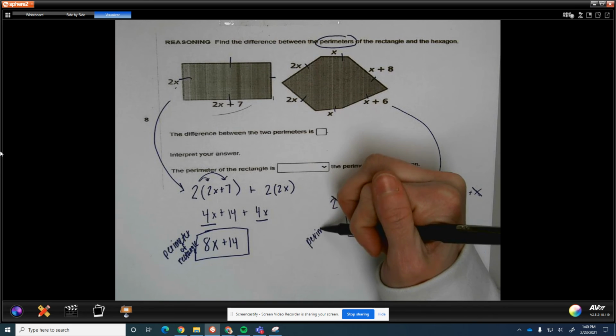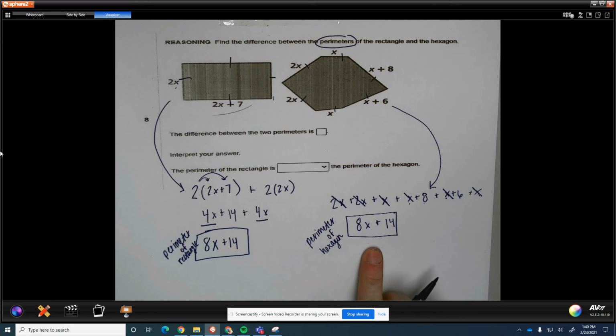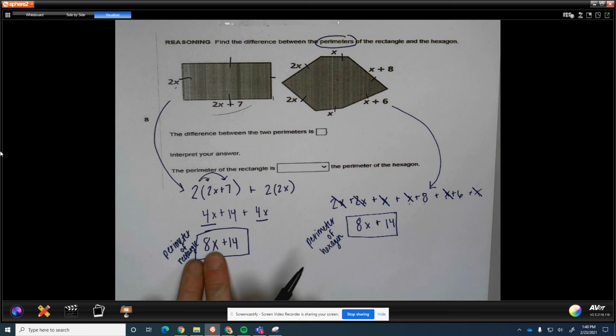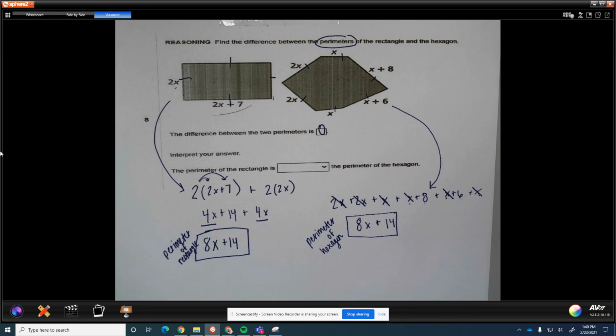The perimeter of my hexagon is also 8x plus 14. So it really doesn't matter what x is, because whenever we plug them in, we're going to get the same exact thing, since we have 8x, and then we're going to add 14 in both scenarios. So what that means is the difference between the two perimeters is 0. There's no difference. We're going to have the exact same perimeter no matter what x is.